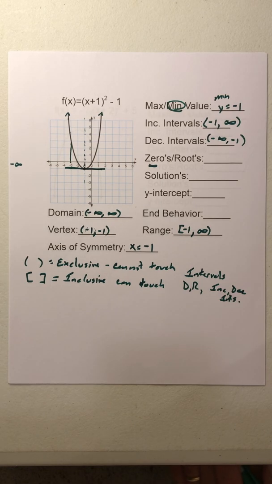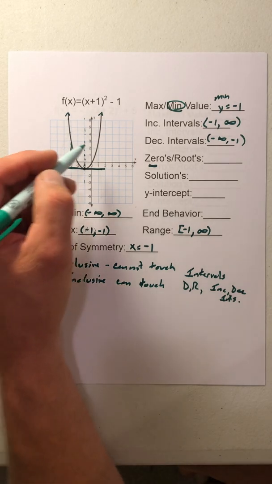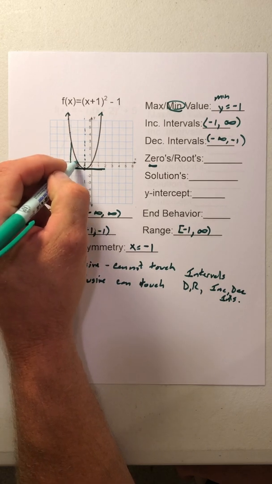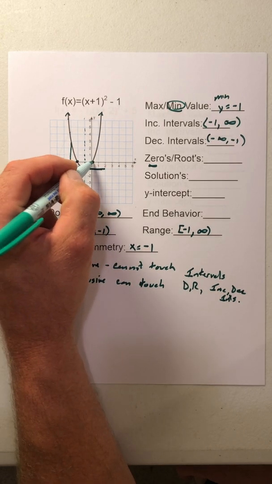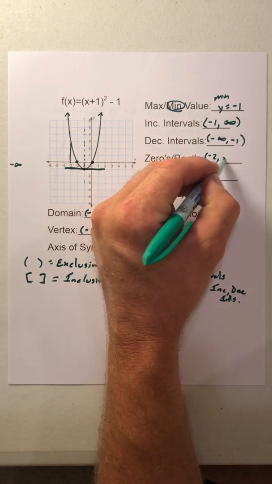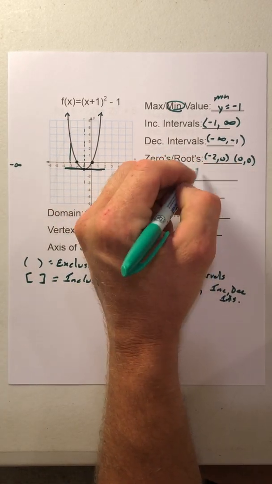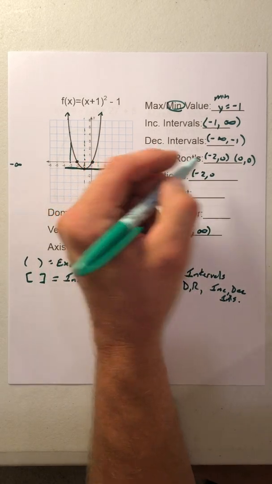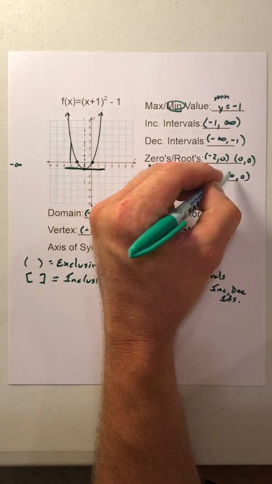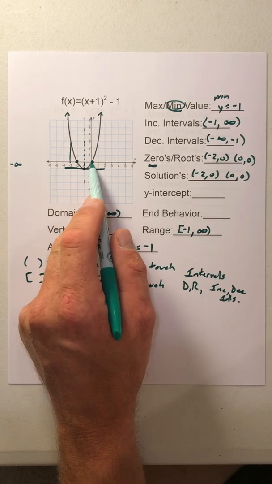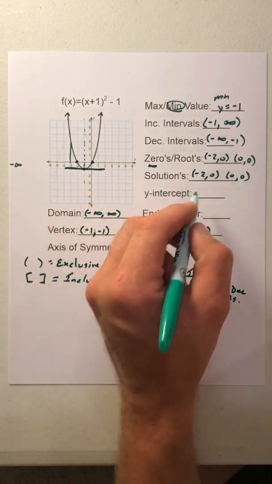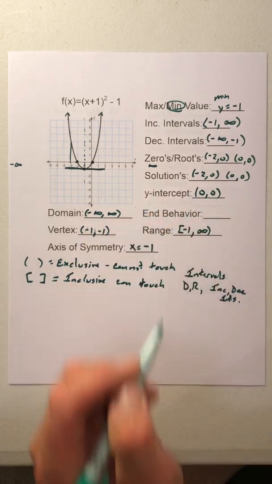Zeros, solutions, and roots. Here we're looking for where we cross the x-axis. So these are going to be at the points -2, 0, and 0, 0. I'm going to go ahead and put that for my solutions as well. So solutions, zeros, and roots are all the same. Y-intercept, where we cross the y-axis: the point 0, 0.